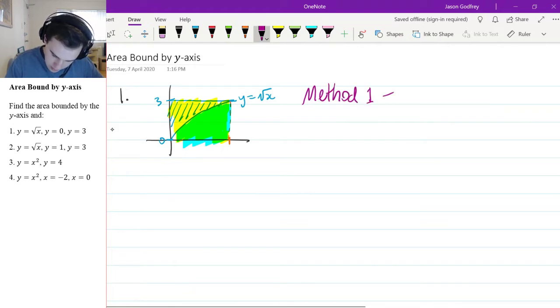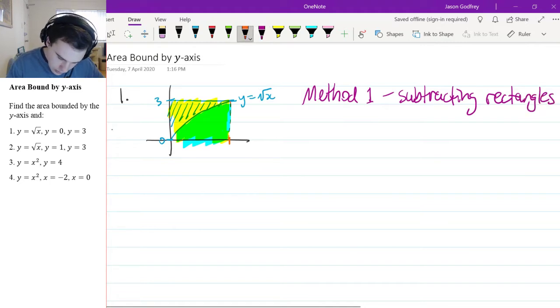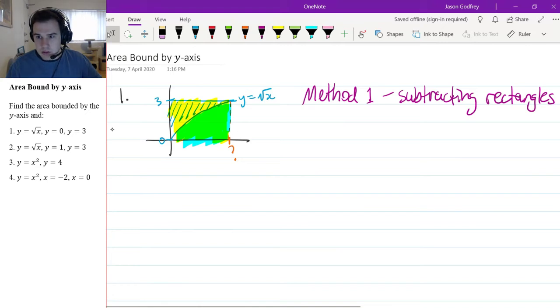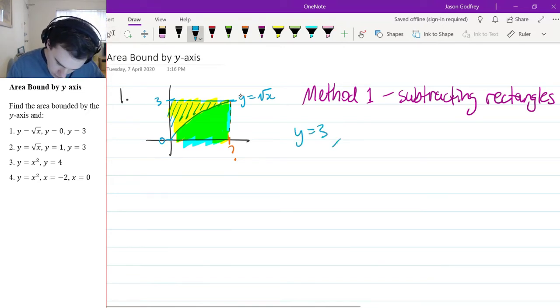I'm going to call it subtracting rectangles. So we need to first find out what's this point here. Well, we know the y value is 3, right? So we just need to find the corresponding x value. So when y equals 3, this means 3 equals root x. So to reverse a square root, we'll square both sides, and this means that x equals 9.